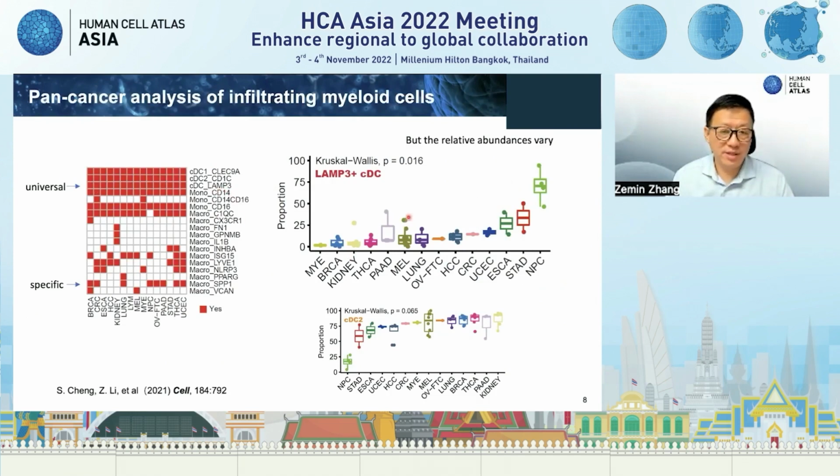But even in this case, even though qualitatively they are present, if you look at the relative proportion of such cells within each cancer type, they vary dramatically. Nasopharyngeal carcinoma and stomach cancer, for example, have a very high level of LAMP3 DC, as opposed to breast cancer and kidney cancer. By contrast, some other cell types like cDC2 have very little variation across cancer types. Some other cell types like SPP1 macrophage cells are only found in about half of the cancer indications, but not others. So clearly there is a big variation of tumor-infiltrating immune cells, at least myeloid cells, across cancers.